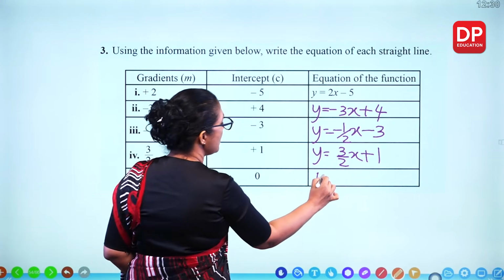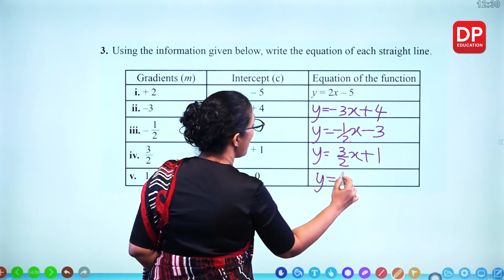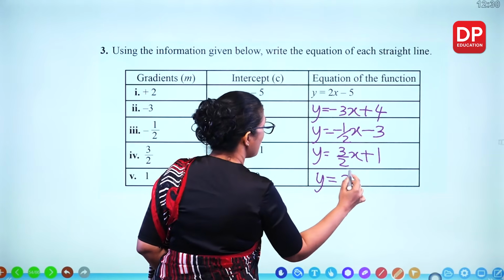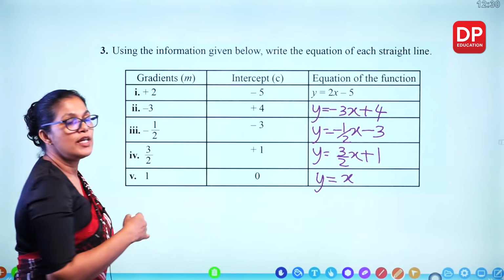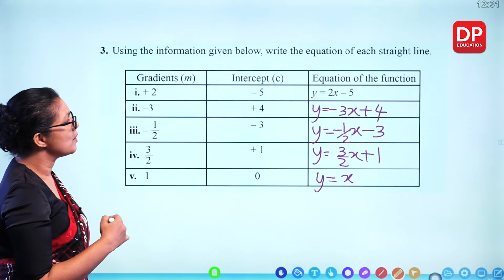This one y equals 1x, or x plus 0. You don't need to write down 0. Y equals x.